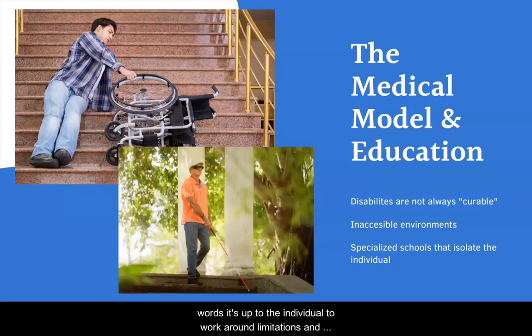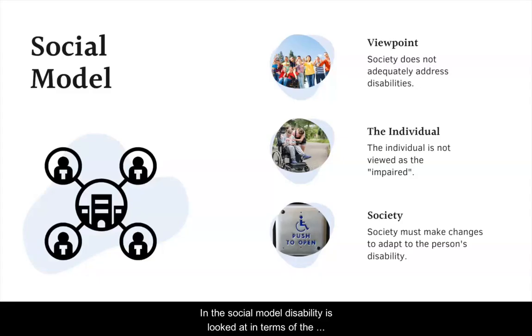In other words, it's up to the individual to work around limitations and barriers that prevent accessibility. For instance, a staircase without a ramp limits access to a person in a wheelchair. In this model, the individuals are often isolated as a result of their disability. They are sent to specialized schools that separate them from others, which limits their ability to be integrated and accepted into society.